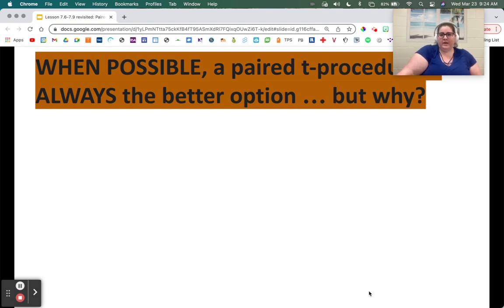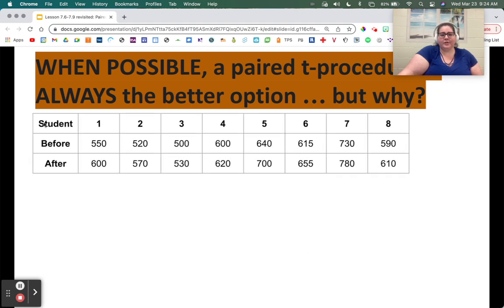When possible, a paired t procedure is always a better option. In the real world, when we're designing experiments, it's always going to be a better option, numerically, mathematically, it's going to give us better evidence if we can do a paired. But why is that true? So here's a list of data where we have students who took maybe an SAT, maybe SAT math scores or something, maybe before a prep class and then after. So we can see their two sets of scores.